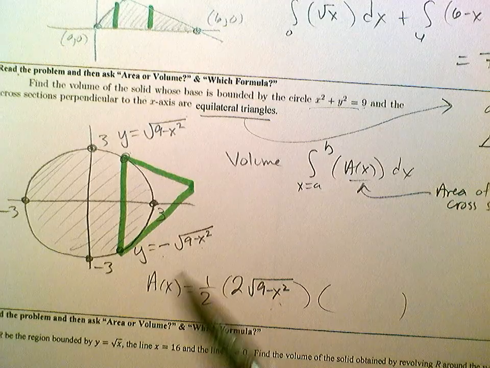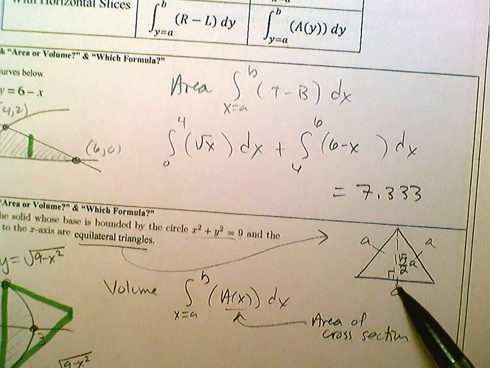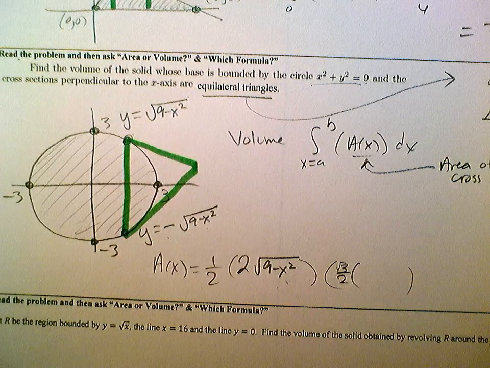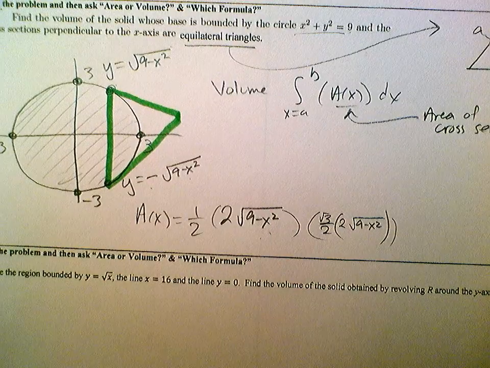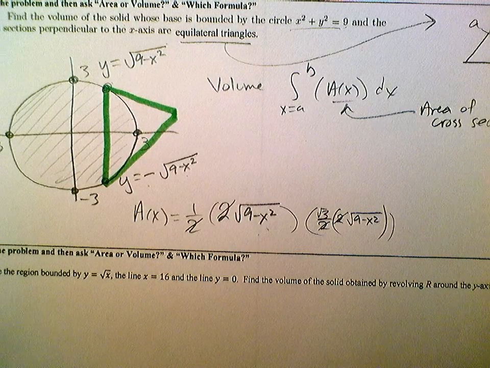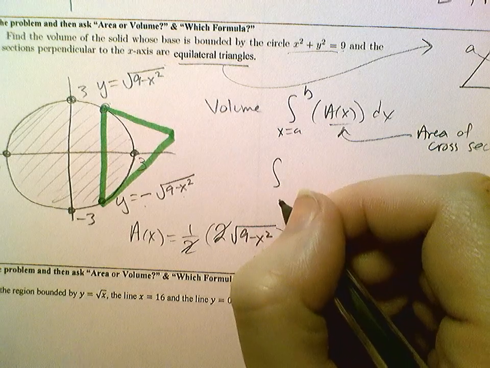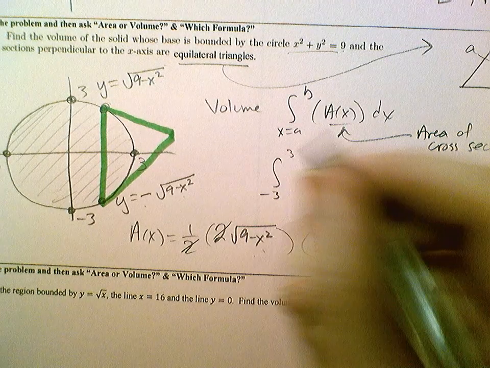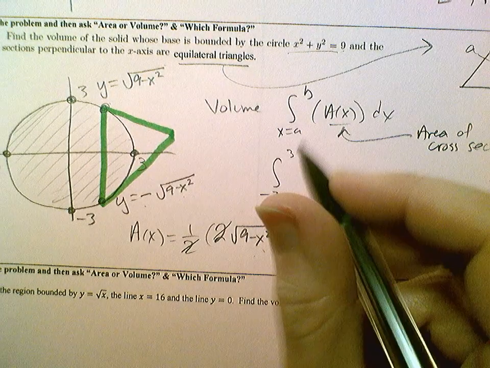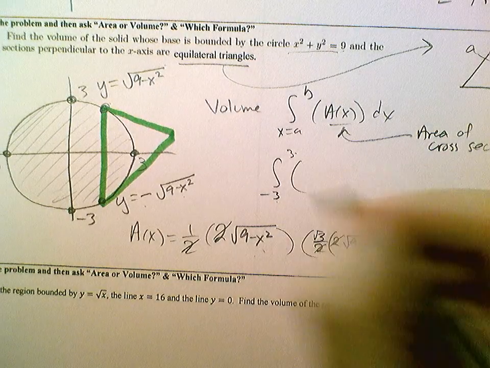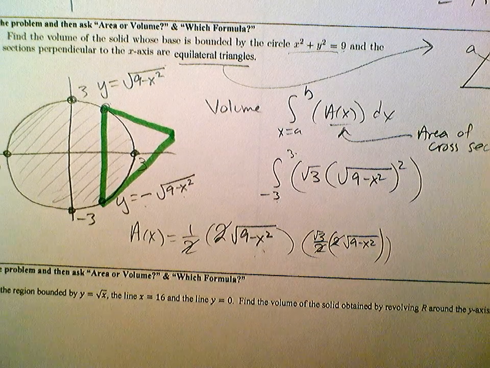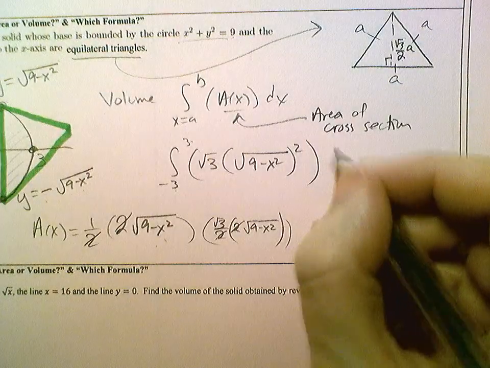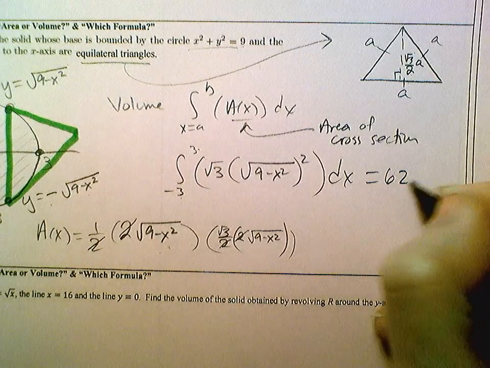Now the height, this is an equilateral triangle, so we can use this fact over here. The height is radical 3/2 times the base. So I just go radical 3/2 times the base, which I just found, 2 radical 9 minus x squared. Now those 2's cancel, and you end up with the volume being the integral from the leftmost x to the rightmost x. And then inside the integral, we've got radical 3 times 9 minus x squared. dx, plug it into your calculator. 62.354.